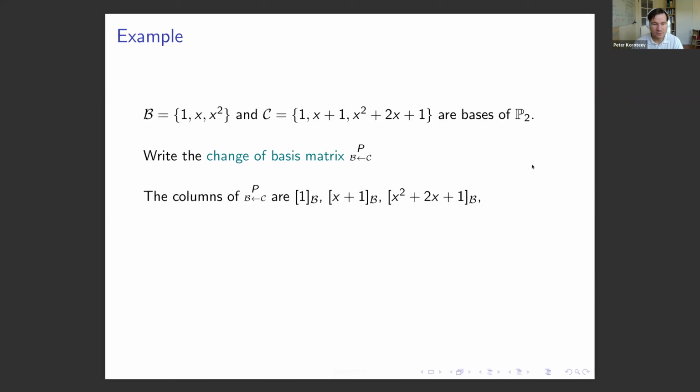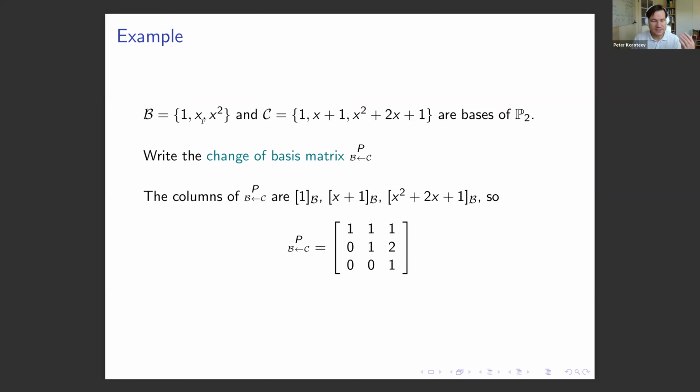So the columns of this matrix are, well, these are the columns of this matrix, right? So it's 1, x plus 1, x squared plus 2x plus 1 in basis B, and we need to find those vectors. As you can see here, they're given by this easy triangular matrix. The matrix of the change of basis from C to B is given by this: 1, 1, 1, 0, 1, 2, 0, 0, 1. So again, the columns of this matrix are coefficients of the expansion of each of those vectors in this basis over here.